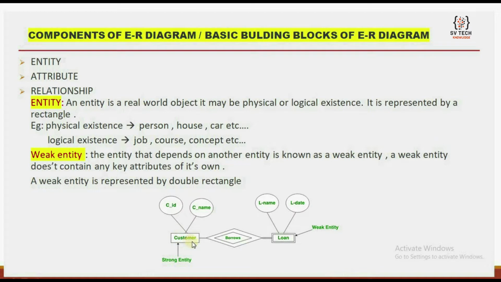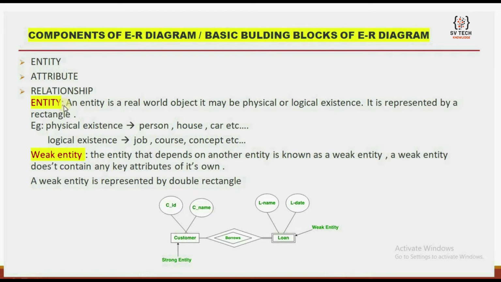Suppose we can see here customer is a real world object, which is a person, a physical existence, represented by a rectangle. In these entities we have physical existence and logical existence. Physical existence means we can see, feel and touch it. That is a person. Customer is a person. Logical existence means job, course, concept, etc. We cannot feel or touch it. These are called logical existence.